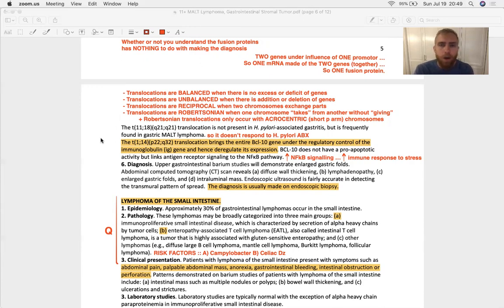Translocations are said to be reciprocal whenever two chromosomes trade little strips of, you know, CAGGTA, CAGG, like, and they're Robertsonian when two acrocentric chromosomes interact and one chromosome just takes from the other chromosome and doesn't give anything back.